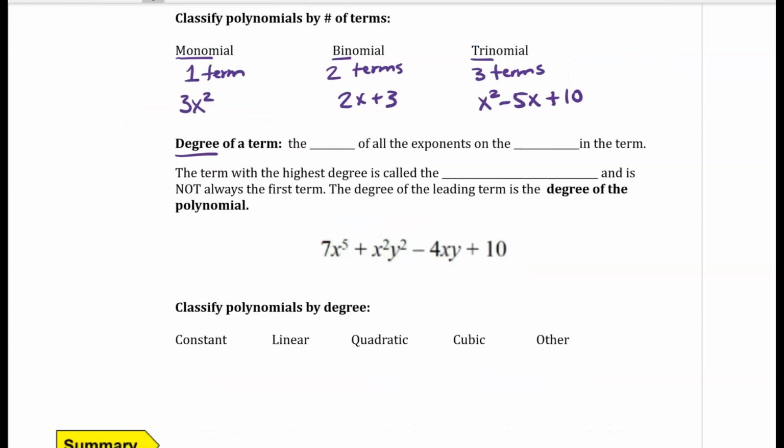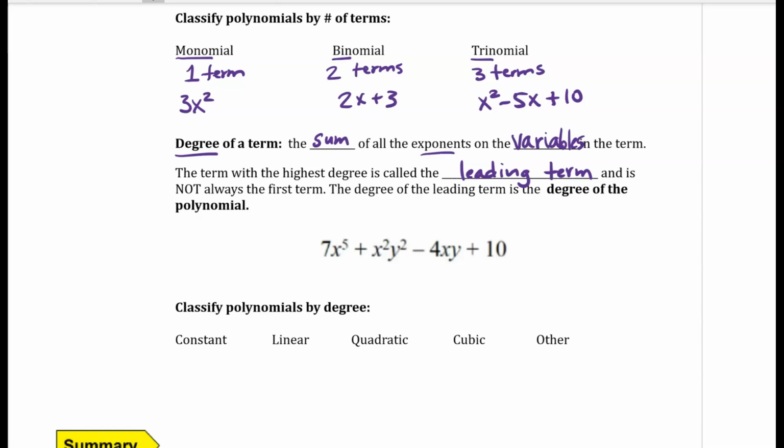Next, let's talk about the degree, which is related to exponents in a term. So to find the degree of a term, we find the sum, which means we're adding together all the exponents on the variables. So if we have exponents on the numbers, we ignore them. We're just looking at the exponents on the variables in the term. The term with the highest degree is called the leading term. And it's not always the first term in the list. The degree of the leading term is also the degree of the entire polynomial.